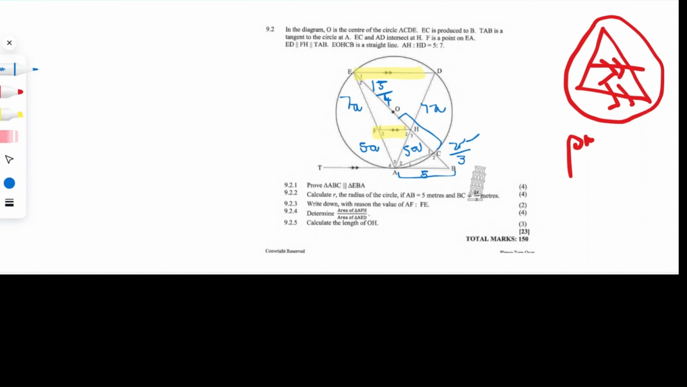So this is exactly what you're going to do. First and foremost, we have to identify the triangles. Let's just go back and see where these triangles are.